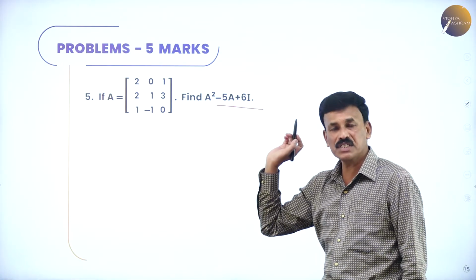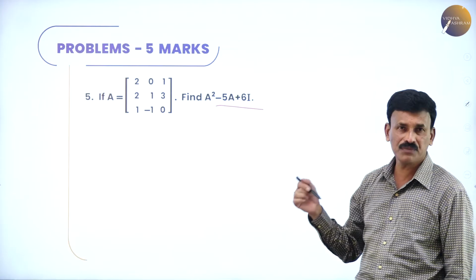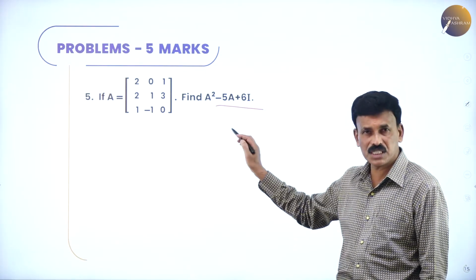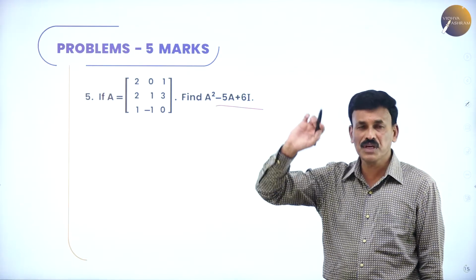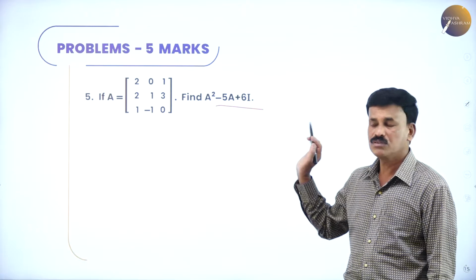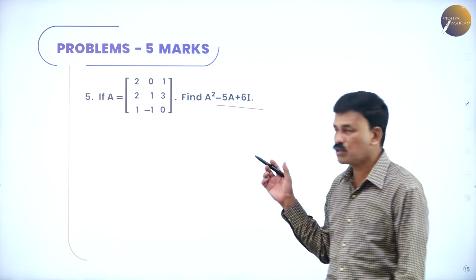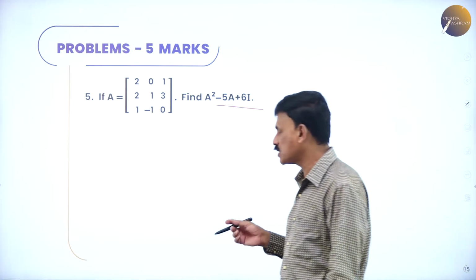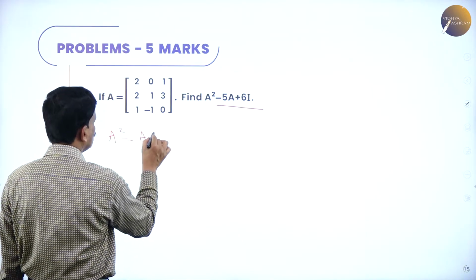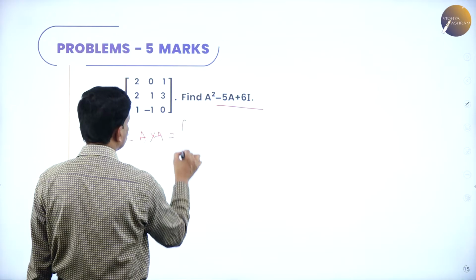See the difference between the 4 mark question and the 5 mark question. There they have given this equation and said A satisfies this equation, and we are requested to find A inverse. But here, just verify this equation, whether it is equal to 0 or not. That's it. Now first, find out A square. A square is equal to A into A.